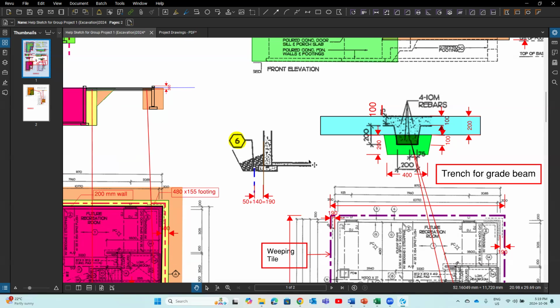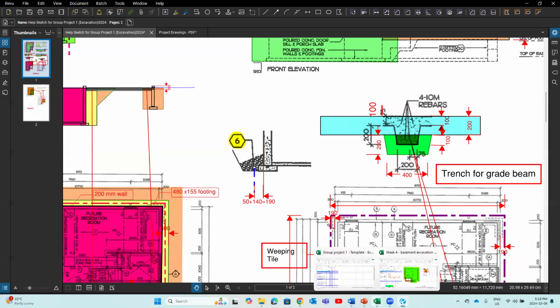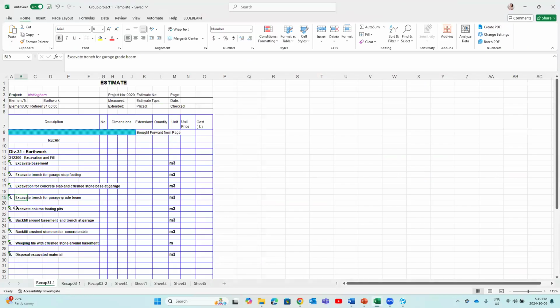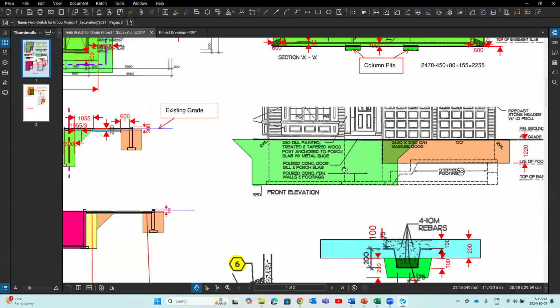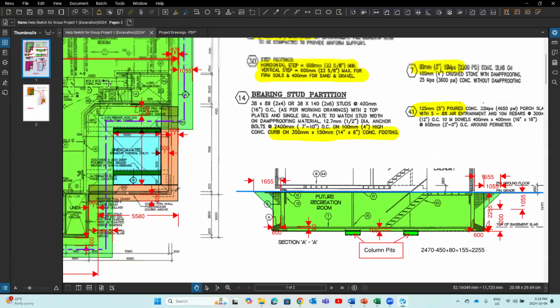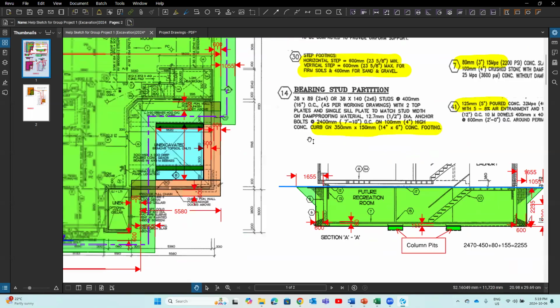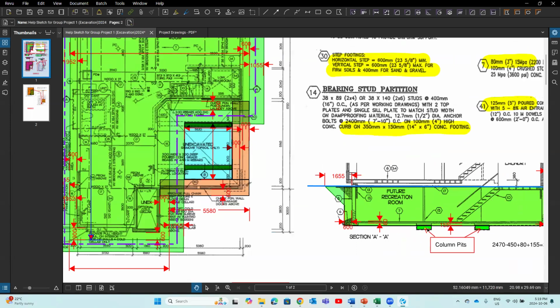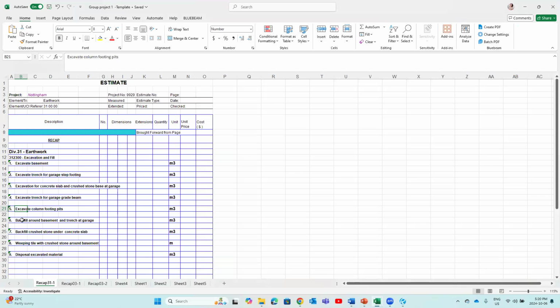Okay, that is number 4. Excavation for column pits. That should be easy for you guys, right? We already talked about depths of the pits, right? Multiplied by this area of the column footing, multiplied by the depths, you get volume. Remember 3 of them, right? Okay, and that's item number 5.